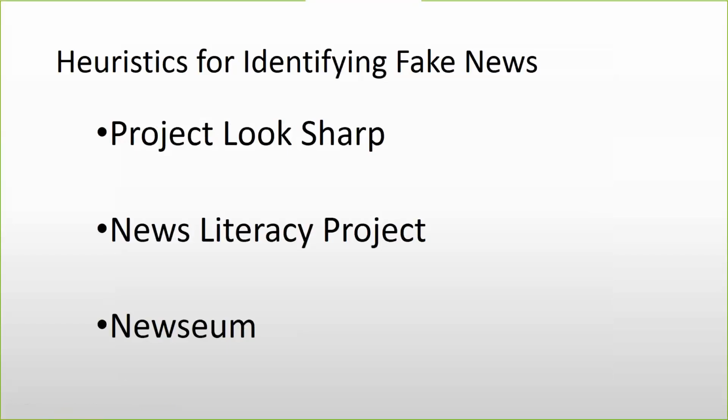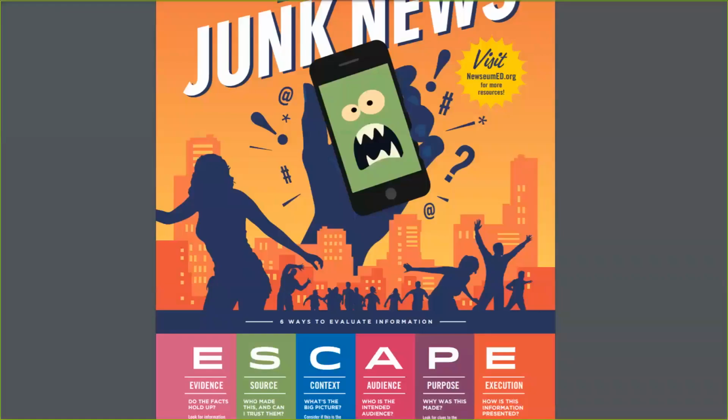So there are currently quite a few providers that have developed heuristics for helping students develop those habits of mind or those skills necessary to do what we just did as we looked at those images: to consider the source, to look at who created it and why, and what those biases might be. Three I really recommend are Project Look Sharp, the News Literacy Project, and Museum. Barb and Sue have a list of URLs for all of these that you'll have available at the end of the webinar. So the first one is the ESCAPE acronym from the Museum.